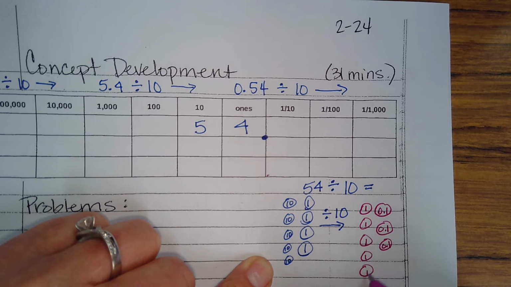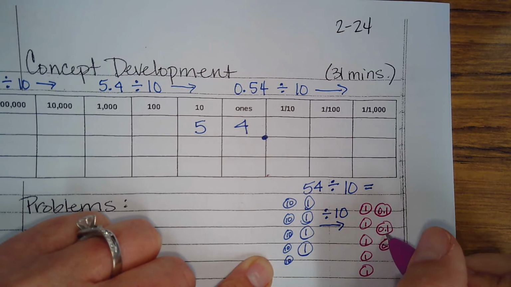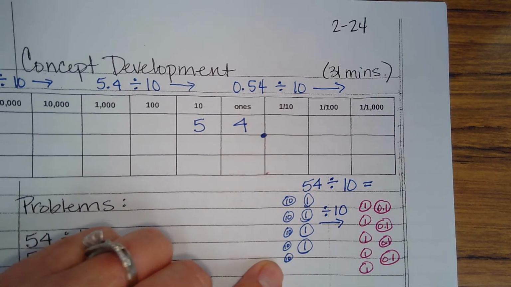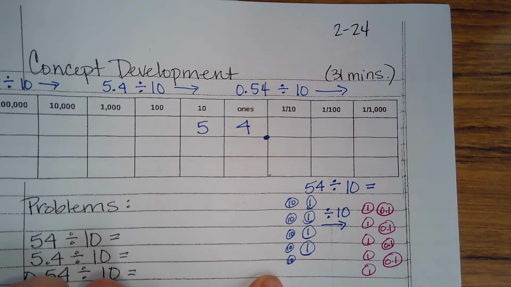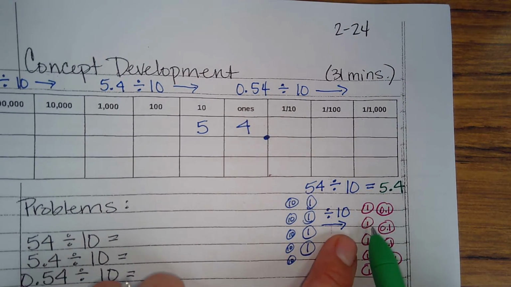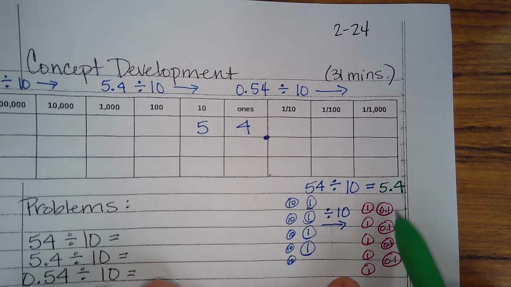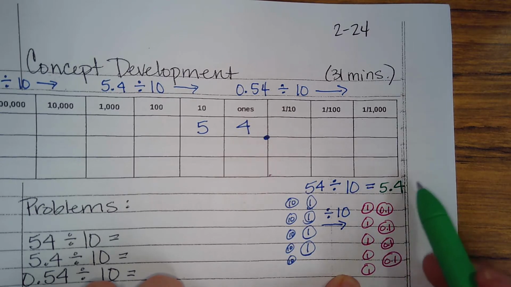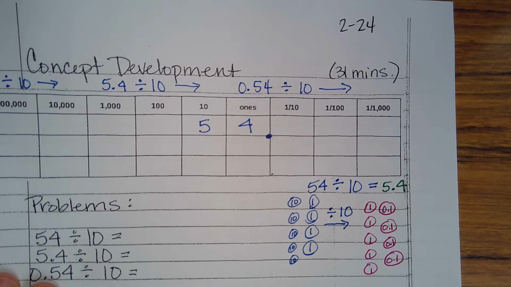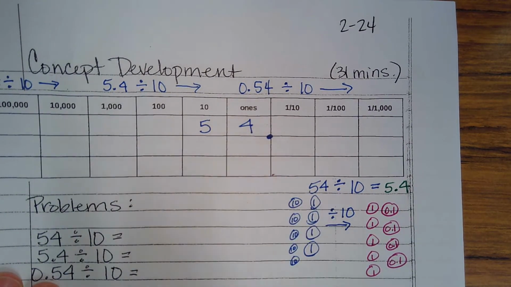So 1, 2, 3, 4, 5. And 0.1, 0.1, 0.1, 0.1. So this is 54. We're breaking it up. So our new answer is going to be 5.4. 1, 2, 3, 4, 5. 0.1, 0.1, 0.1, 0.1 is 0.4. Yes? All right. So now, stay with me.